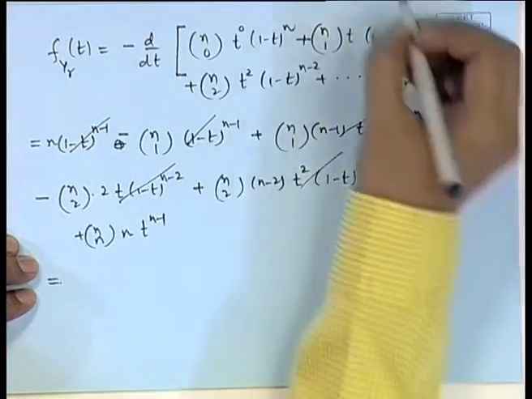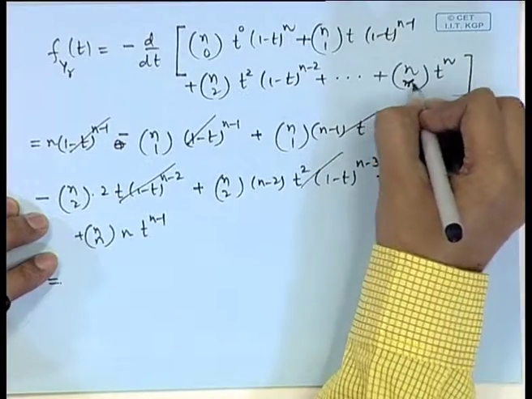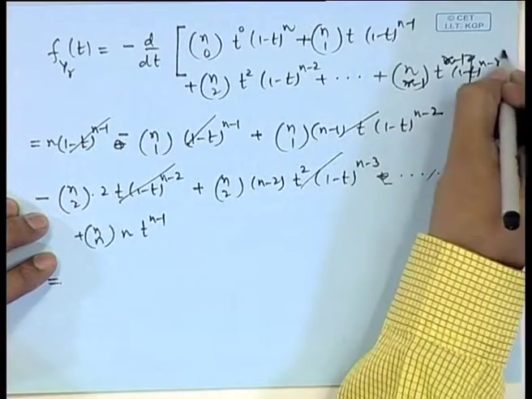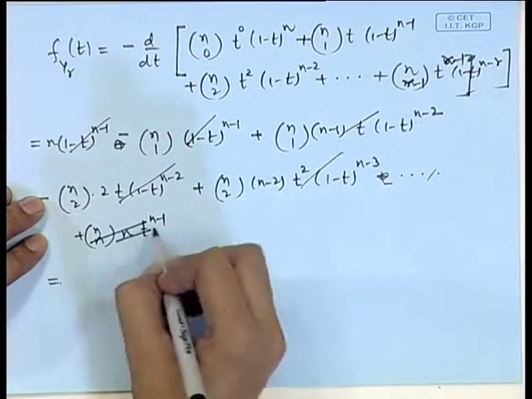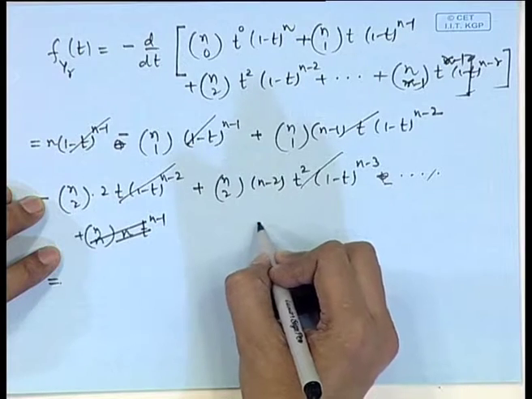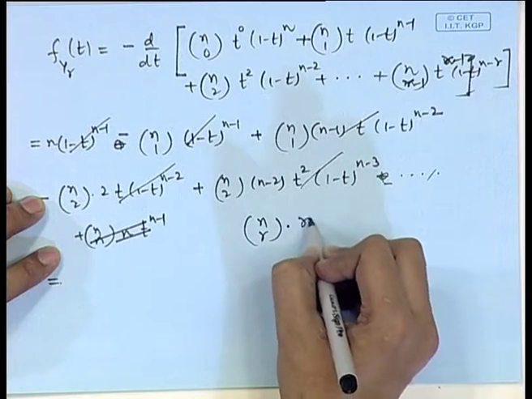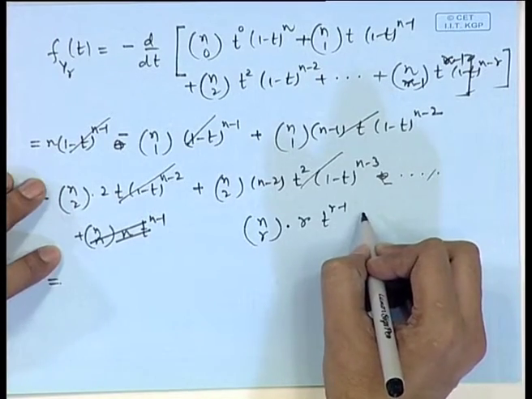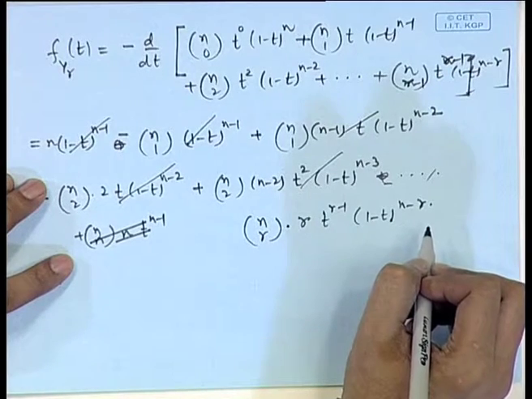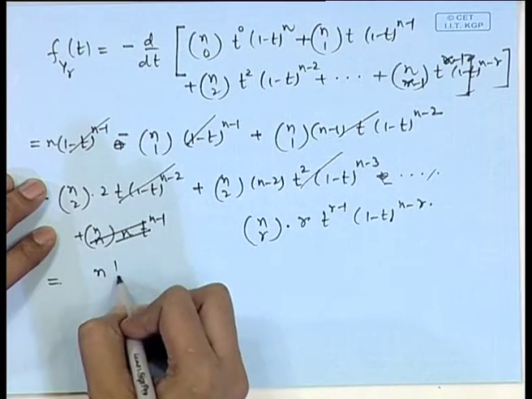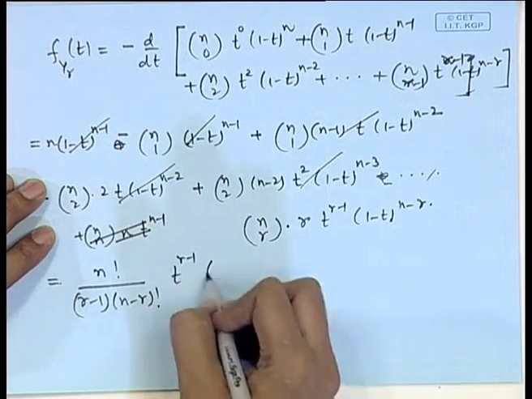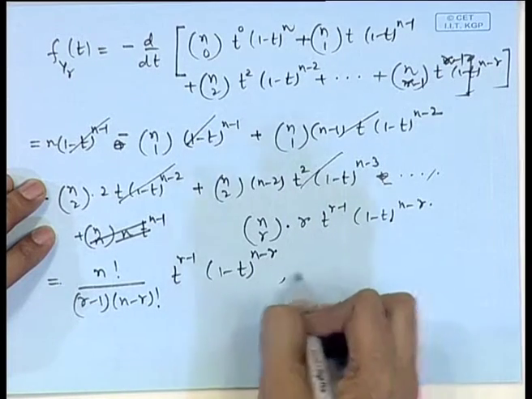the last term, which was nC(r minus 1) t to the power r minus 1 (1 minus t) to the power n minus r. So, this we wrote wrongly. Here the last term will give us nC r, r t to the power r minus 1 (1 minus t) to the power n minus r, that is equal to n factorial divided by (r minus 1) factorial (n minus r) factorial, t to the power r minus 1 (1 minus t) to the power n minus r.